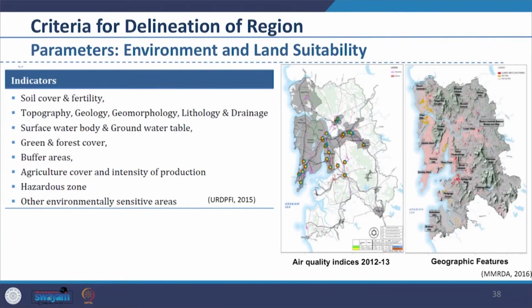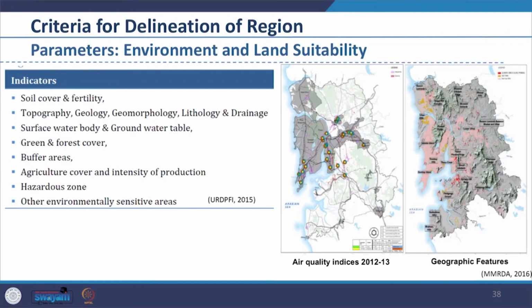environmental and land suitability. We have to see whether it is environmentally suitable, land is suitable for the purpose or not. And then the indicators which are used for this purpose include soil, cover and fertility, topography, geology, geomorphology, lithology and drainage, surface water body and groundwater table, green and forest cover, buffer area, agriculture cover and intensity of production, hazardous zone, other environmentally sensitive areas.